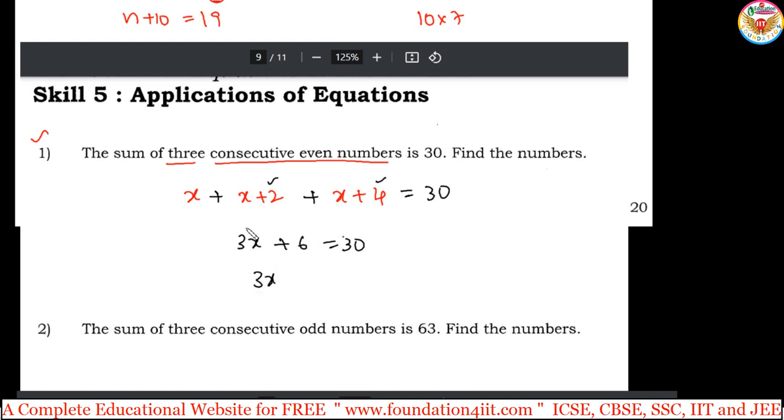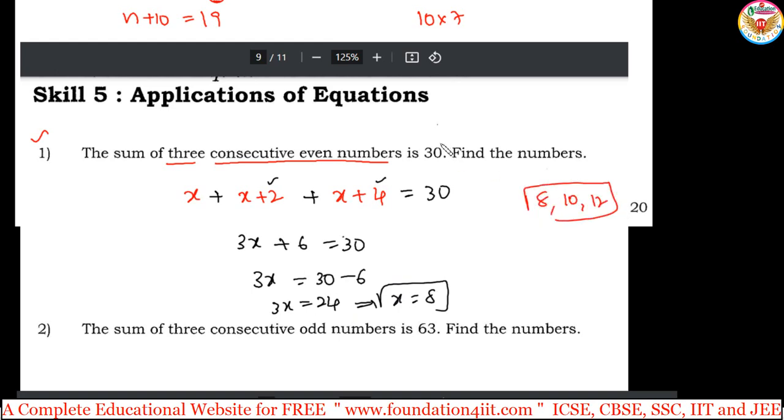3x: x is multiplying with 3. This is one set. 6 is adding to this, so you can take 6 to the right side: minus 6. That is 24 equals 3x. From this, x is equal to 8, since 24 divided by 3 is 8. So 8 is the first even number, followed by 10, 12. So 8, 10, 12. Add these 3, you will get 30.